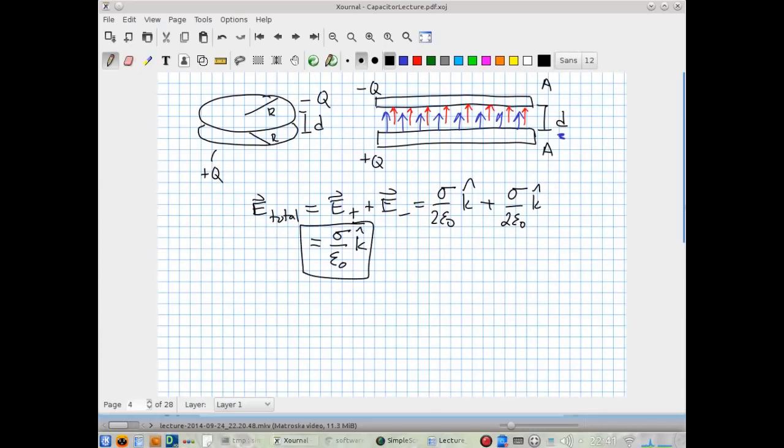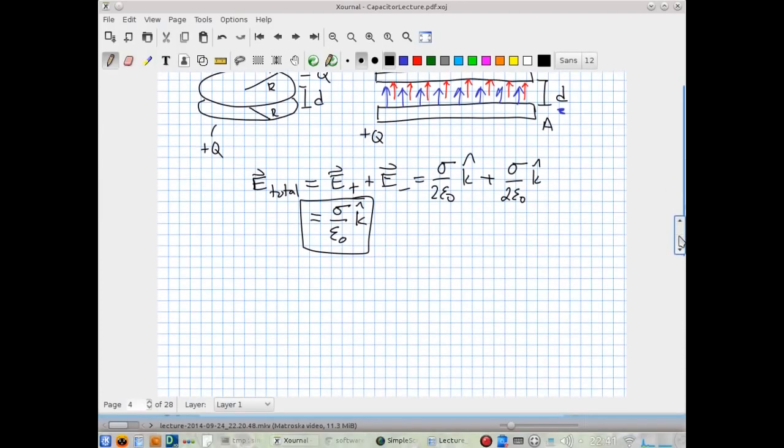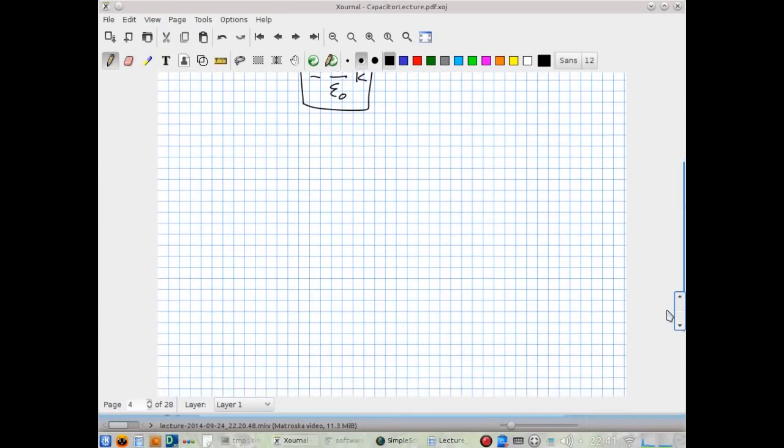And that's it. And the reason that this is remarkable is we can engineer in a very straightforward way a situation where we have a device with separated charge, plus Q and minus Q, a small distance between the charges, and in between them a uniform electric field. And what's great about uniform electric fields is it's really easy to do calculations with them. So let's do some calculations with them.